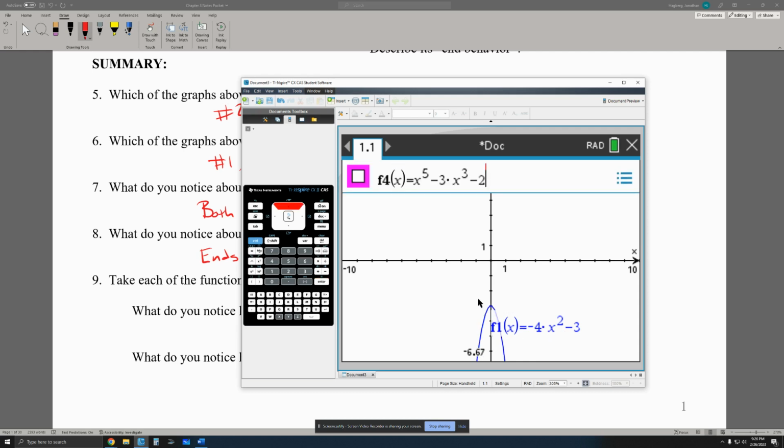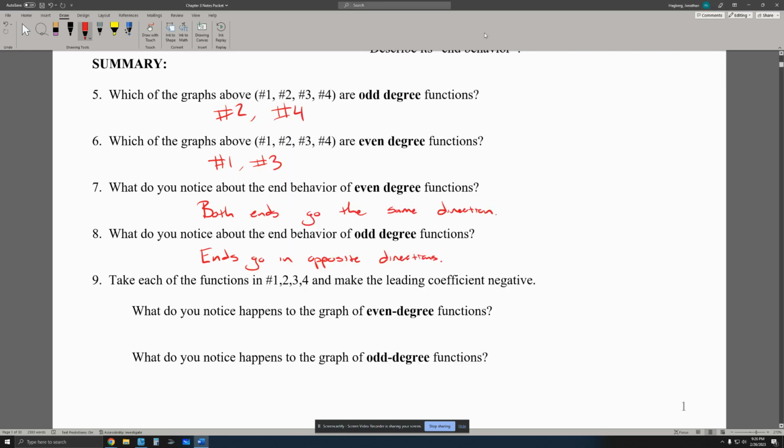Let's see if that's the case for the quartic. So we'll go back, we'll toggle the quartic. Notice both ends are going up. If I make this a negative leading coefficient, we see that, yes, both ends go down. Okay, so we can see that for even degree functions with a negative leading coefficient, both ends go downward. Okay, so what do you notice happens to the odd degree functions?